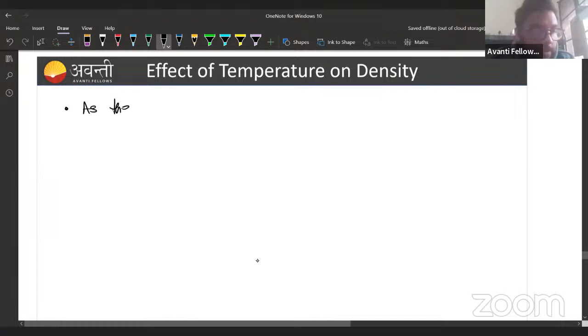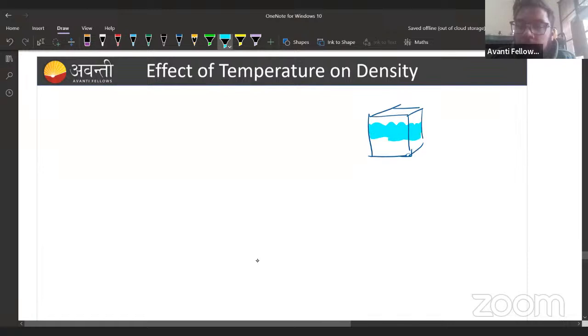As the temperature... okay, let me explain first. For example, if I'm taking a certain cube, it is filled with a certain amount of liquid. First let me draw the liquid.